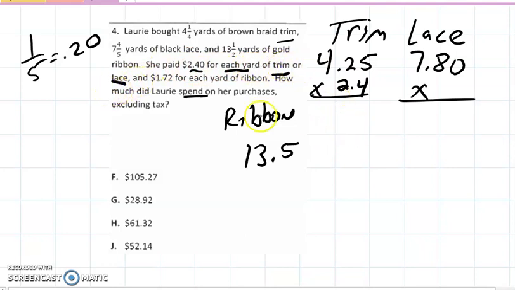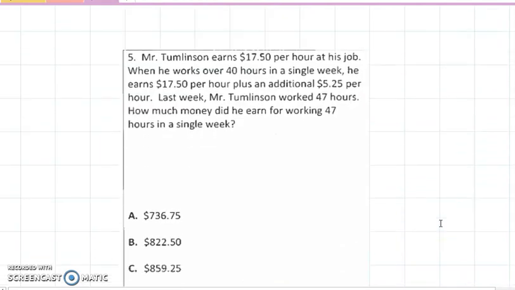And then we get to the ribbon part. It says $1.72 for each yard of ribbon. She purchased 13.5 of it, or 13 and a half, and it's going to cost her $1.72 for each yard. So again, multiply times 1.72. Once you have all three answers, it says how much did Laurie spend? Once you find out each one, you can figure out what you're going to do after that. All right, good luck. Let's see one more.